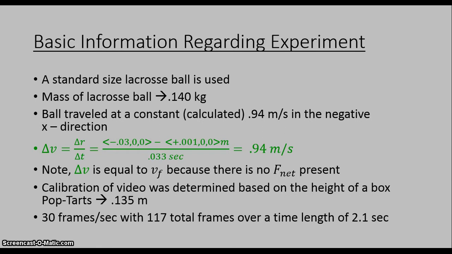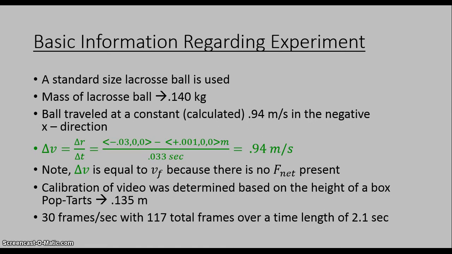The object's motion which is being analyzed in this experiment is a standard size lacrosse ball, of which the mass is equal to 0.140 kilograms. During the physical modeling, the ball is traveling at a calculated constant velocity of 0.94 meters per second in the negative x direction. This was determined by using the calculation delta v is equal to delta r, the change in the object's position, divided by delta t, the time interval between the two measured positions.